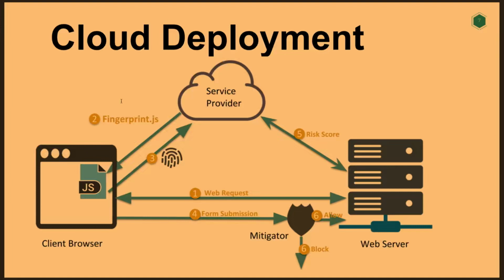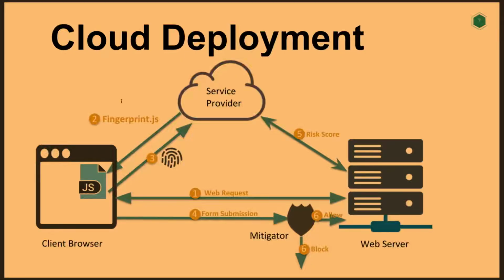So the flow is as follows. The first step is the web request. So the client browser makes a web request to the web server. So for example, give me the login page. I want to authenticate to your website. And then the web server responds back with the page itself.